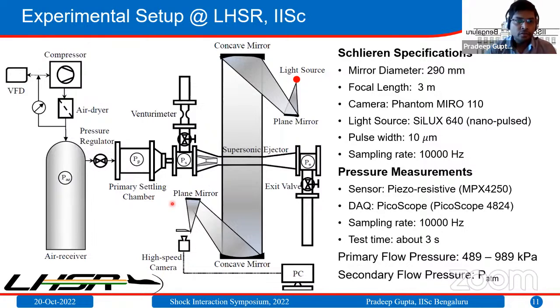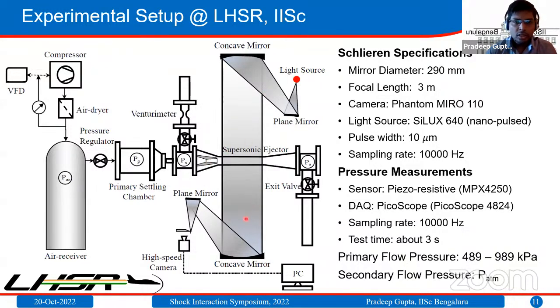So this is the schematic of the supersonic jet facility at the Laboratory for Hypersonic and Shock wave Research. We have a screw compressor and air dryer for producing dry air. The screw compressor can produce air up to 12 bar, which we can store in the air receivers. The primary flow enters through the primary nozzle via a pressure regulator, where we can control the primary flow pressure. For this study, we changed the primary flow pressure from 489 to 989 kPa. We also used 3 different primary nozzles, having Mach numbers of 1.5, 2, and 2.5.